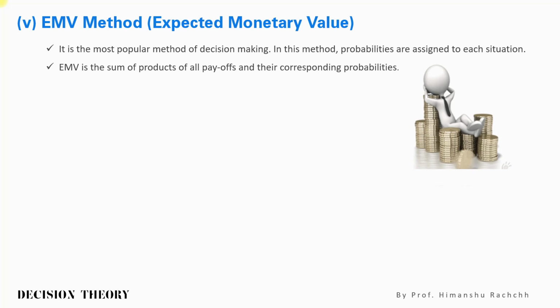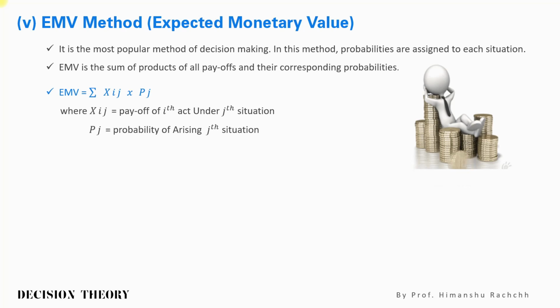EMV is the most popular method of decision making. In this method, probabilities are assigned to each situation. EMV is the total of products of all payoffs and their corresponding probabilities. Formula is EMV is equal to sigma Xij into Pj.